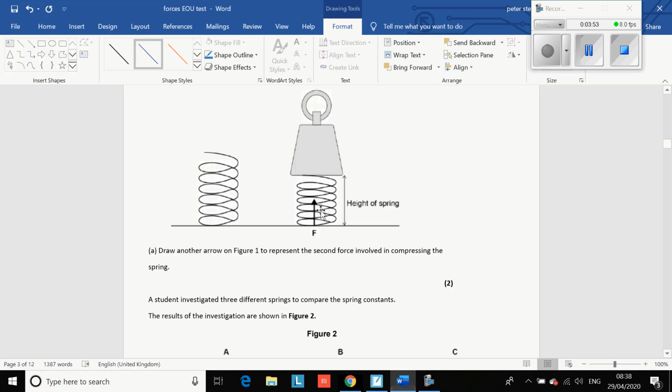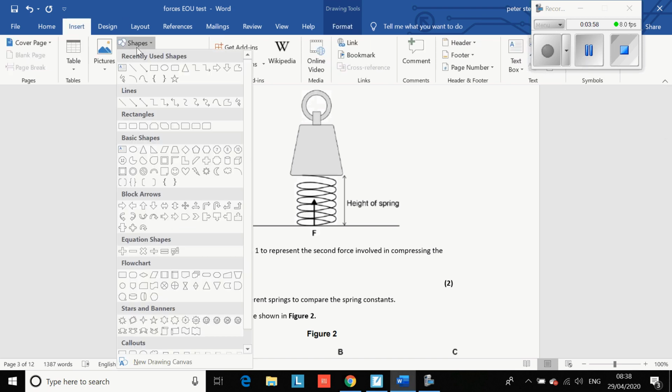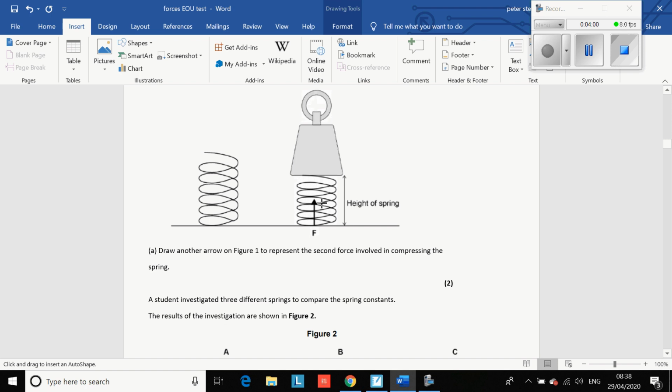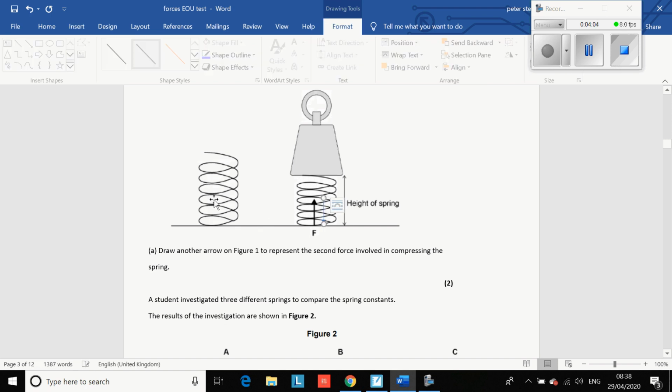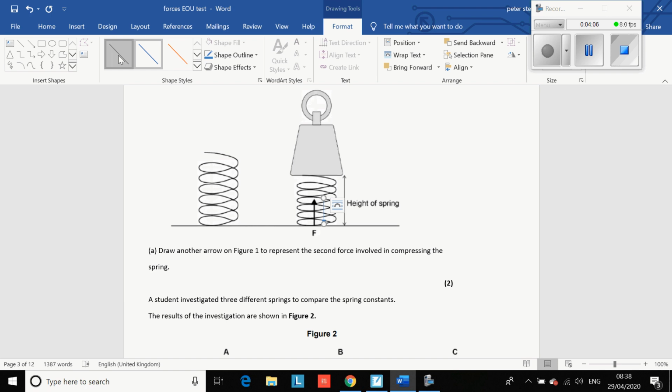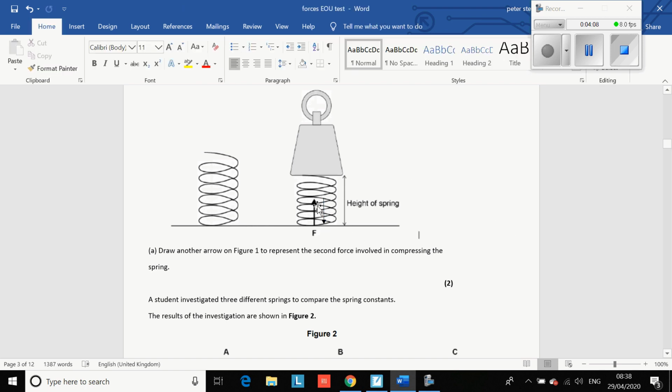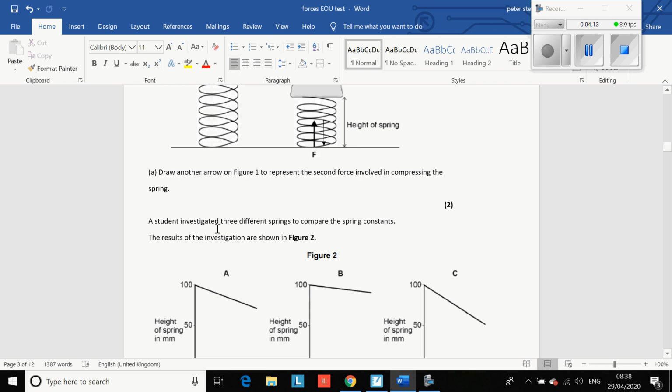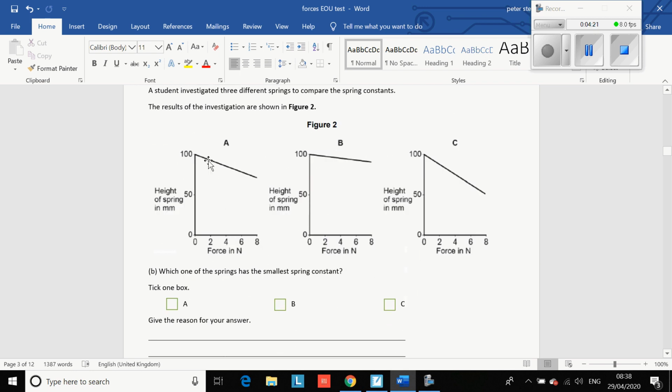So it would have been, again, if you want to add an arrow, it would have been essentially the same as that one there, same length. Okay, you can see that. Okay, I can't draw very well, but hopefully you get the idea. Then a student investigated 3 different springs to compare the spring constants. The results of the investigation are shown below.